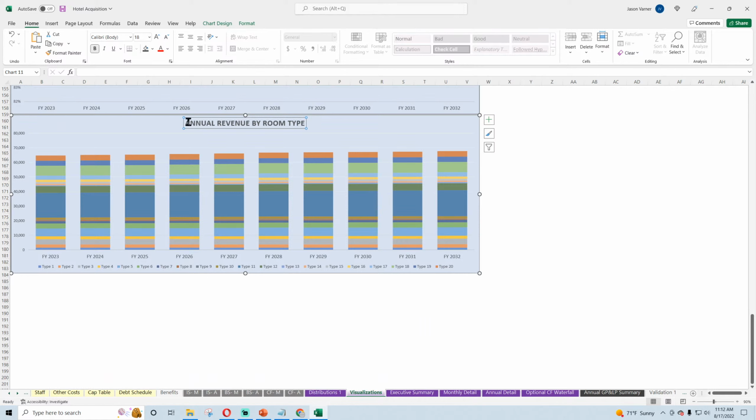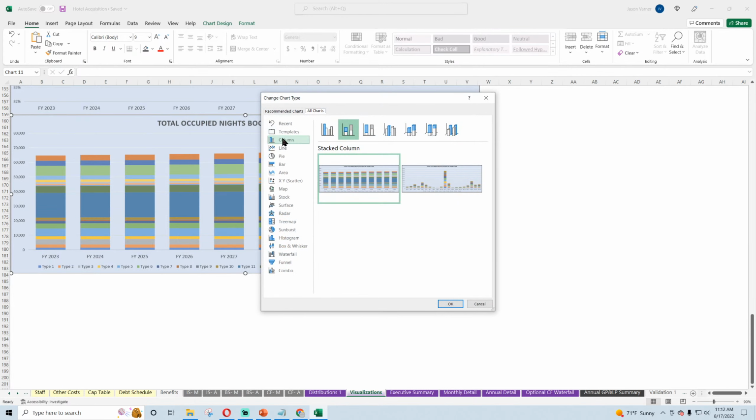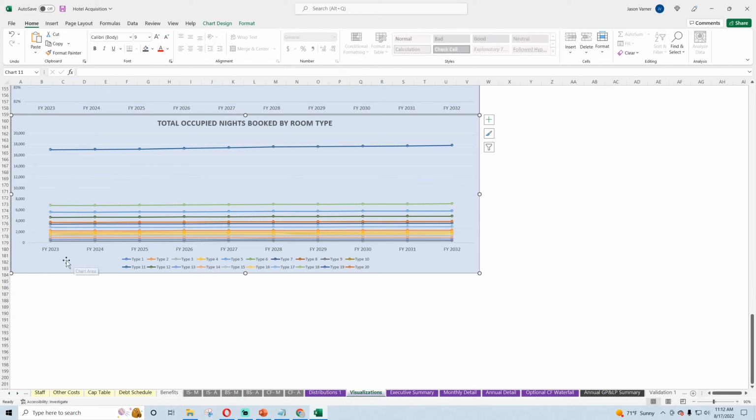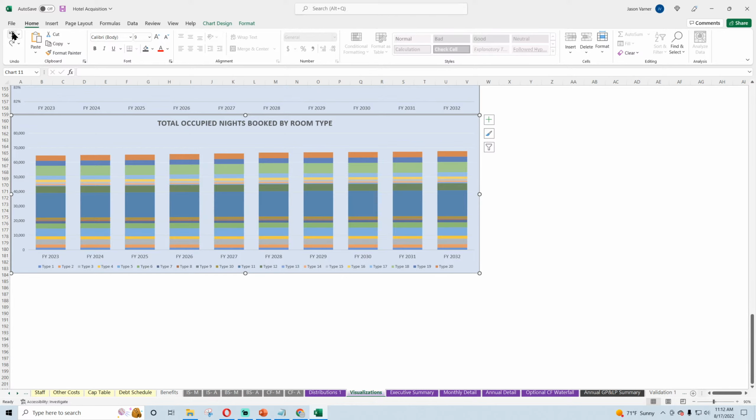Okay, and this is total occupied nights booked by room type. Now that's the total. You could do a line that compares them, like say this, and then you could see. Actually, that's kind of better because then you could see how much each one is doing. It's a better comparison rather than just seeing the total.